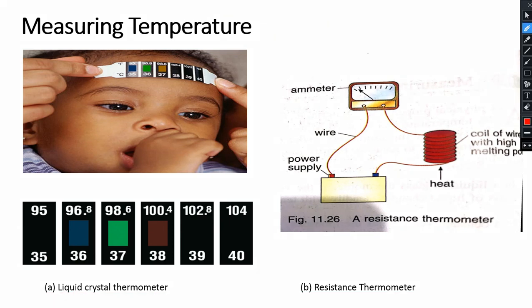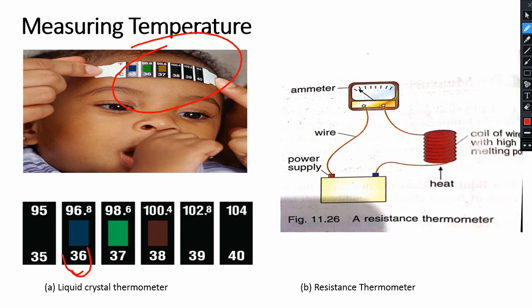Now the first one, if you look at this, it is a liquid crystal thermometer. In this strip, in the colorful portion you are seeing, there are liquid crystals, and these liquid crystals are temperature sensitive, okay, and each liquid crystal shows you a different color at a different temperature. For example, at 36 degrees Celsius, it will give you blue, okay, near violet blue.